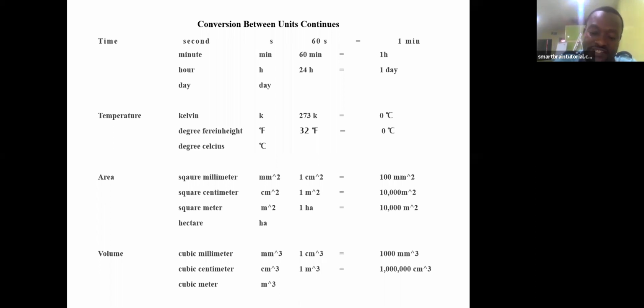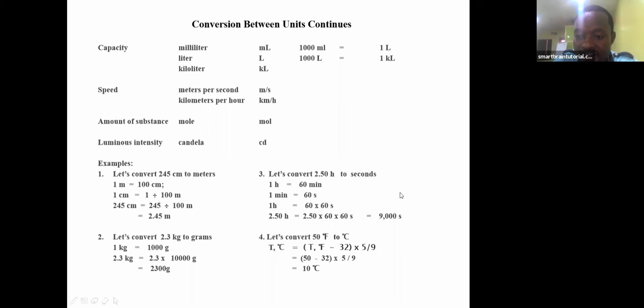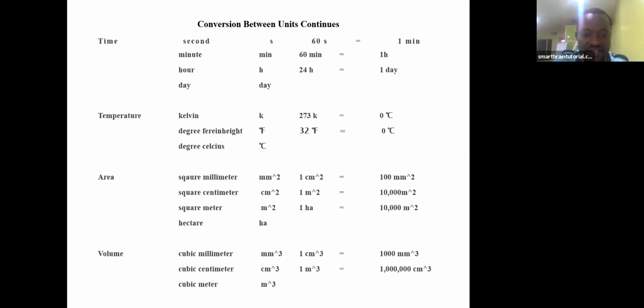Then we have the square centimeter, with abbreviation symbol cm raised to the power 2. In conversion, 1 square meter is equivalent to 10,000 square centimeters. Then next we have the square meter. 1 square meter is represented as m raised to the power 2.